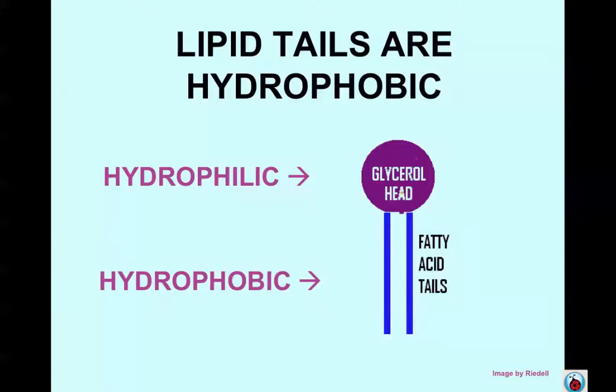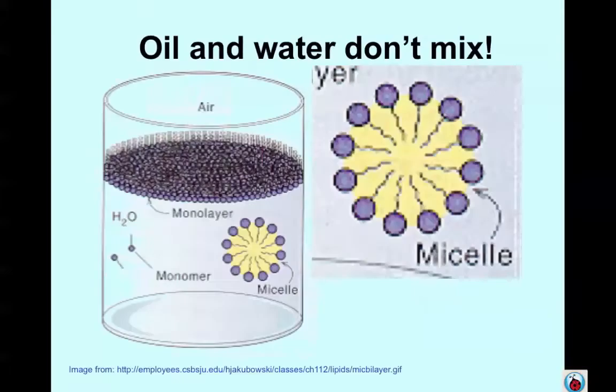And then our fatty acids are going to be our hydrophobic ends. They don't want to touch water, so that's going to be found on the inside of the cell membrane. So water and oil don't mix. So right here we have some phospholipids. Basically, our oils are phospholipids, and what happens if we throw a bunch of phospholipids into water?